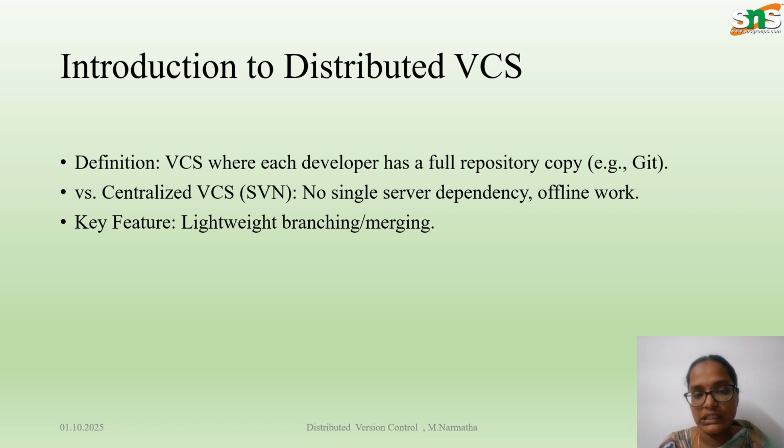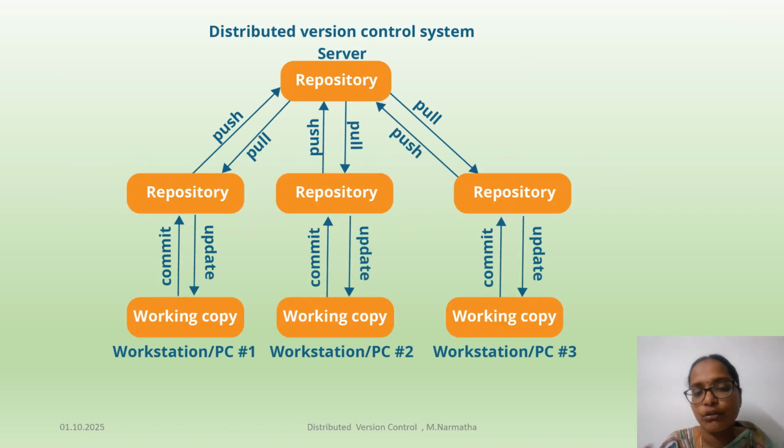If you have a distributed version control system, it is a full repository copy of Git, so you can store all the information. This is an example of a version control system. Here we have servers, different repositories and working copies. We have three workstations, one, two, three. In those three workstations, we commit all the programs. If you have done some program, it will be committed to Git. After that, it will be pushed to your server. If you want to get that back, we pull that information and you can update it. This is the process we follow in distributed version control.